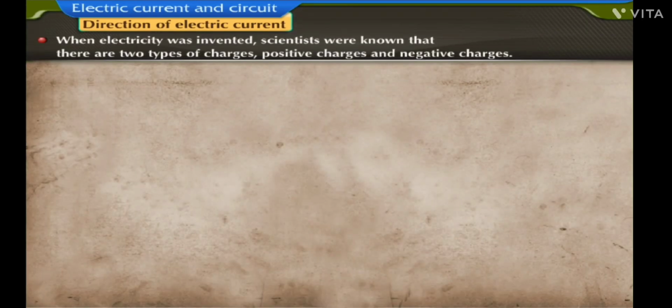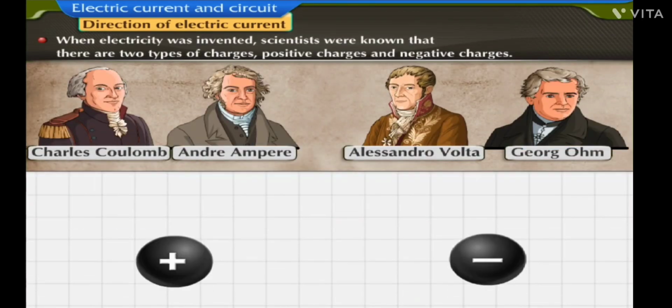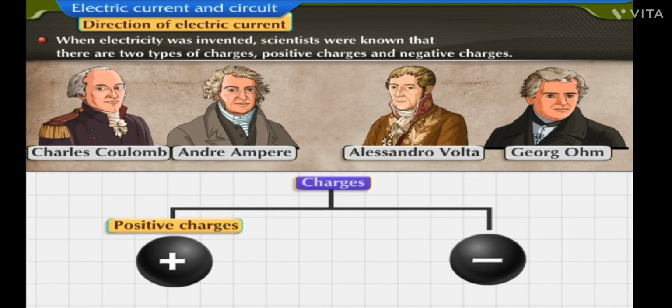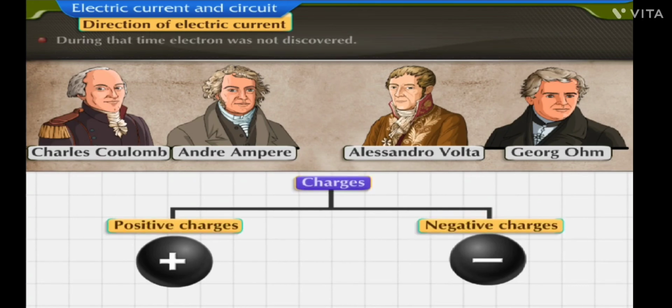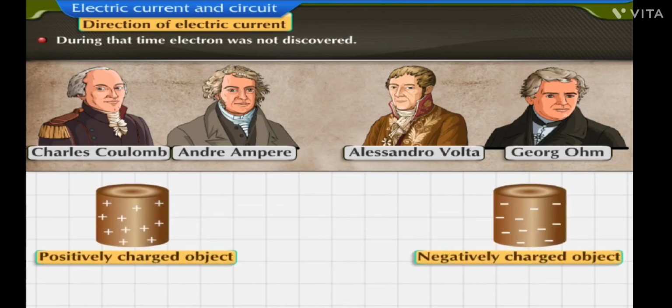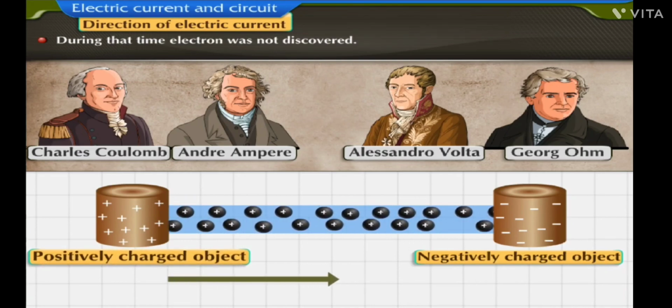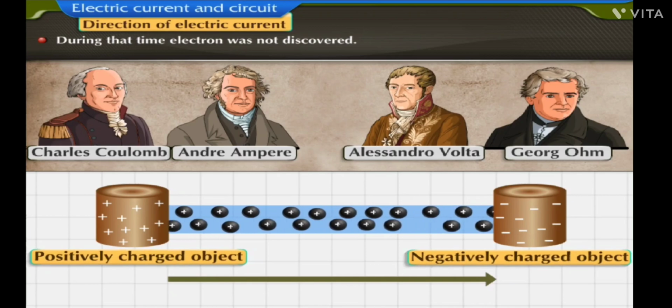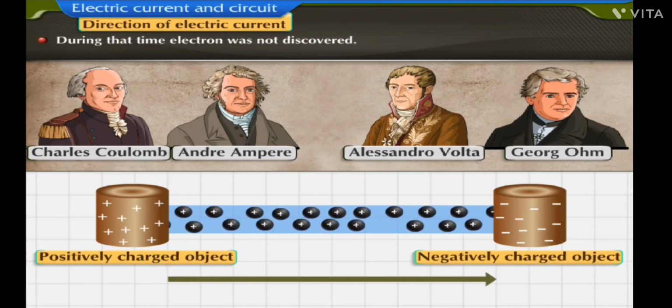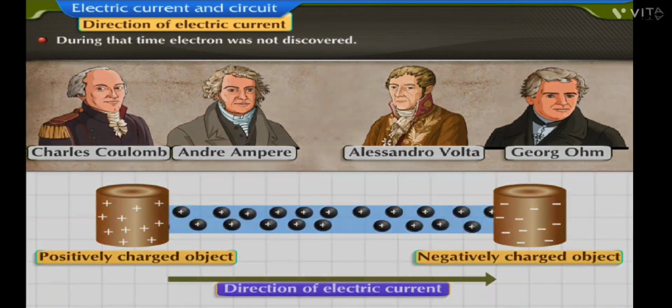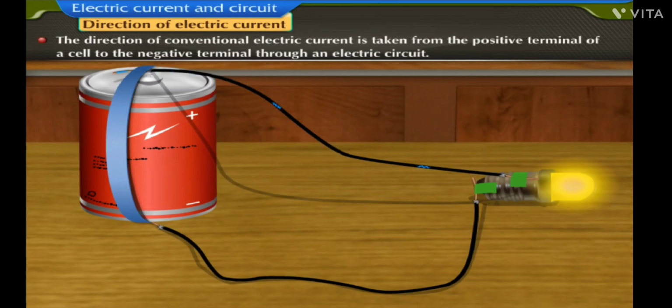Direction of electric current. When electricity was invented, scientists knew that there are two types of charges, positive charges and negative charges. But during that time, the electron was not discovered, and it was believed that electric current results only due to the motion of positive charges from a positively charged object to a negatively charged object. This direction of flow of charges was thus taken as the direction of electric current. Thus, the direction of conventional electric current is taken from the positive terminal of a cell to the negative terminal through an electric circuit.